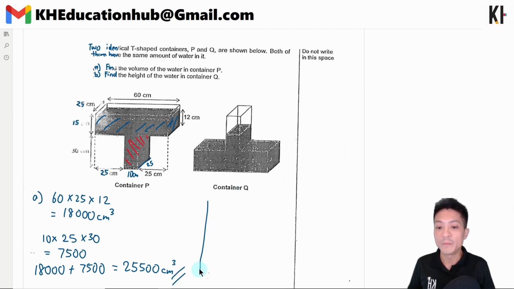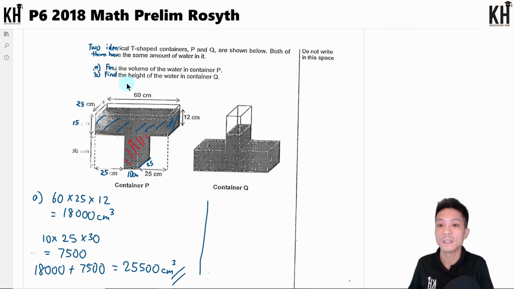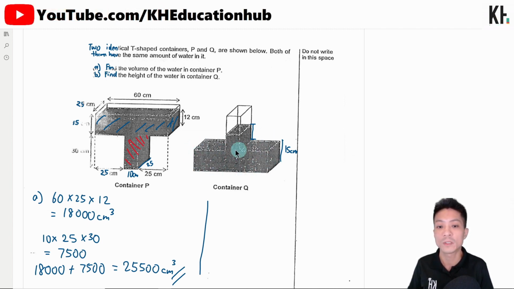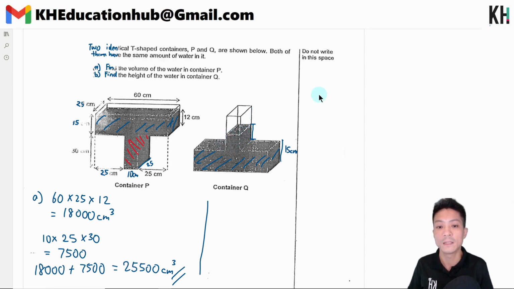For part B, find the height of the water in container Q. The first thing we need to find out: we know that here to here is 15 cm, right? So what we need to find out is just the height from here to here. We're going to find the volume of the water at the bottom part here, then subtract it from the total amount of water, and after that we find the height.